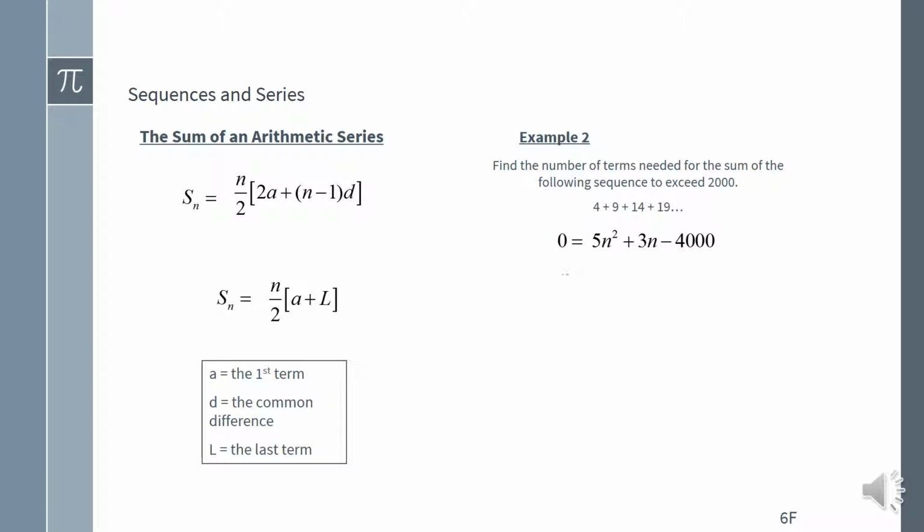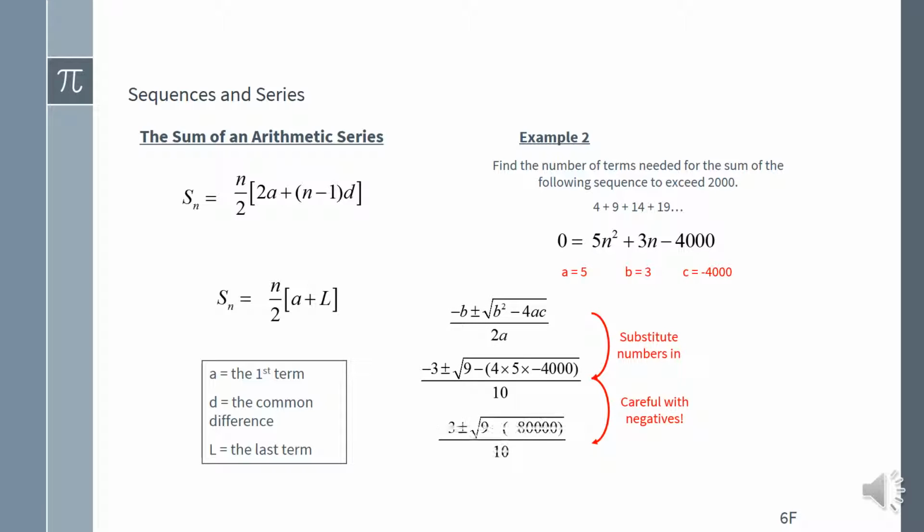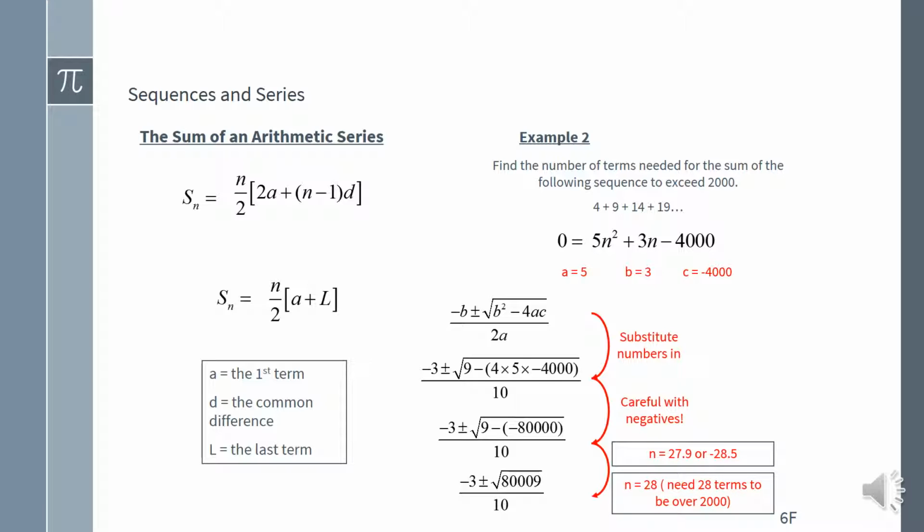Now solve that quadratic. It doesn't factorise, but we can use the quadratic formula to get that n is either 27.9 or minus 28.5. Again, being a sequence, the minus one makes no sense. We need a whole number of terms in our series, so n must be 28. As soon as you get the 28th term, then you've exceeded 2000.